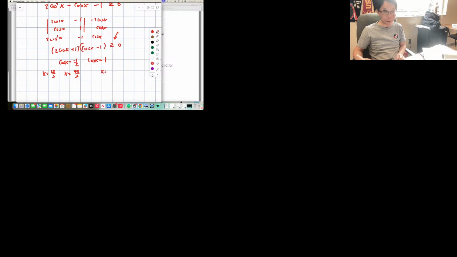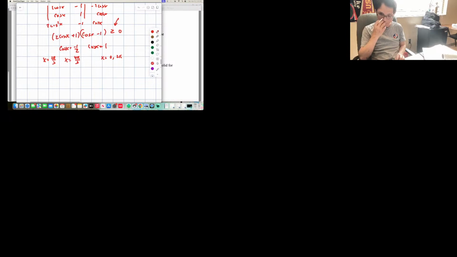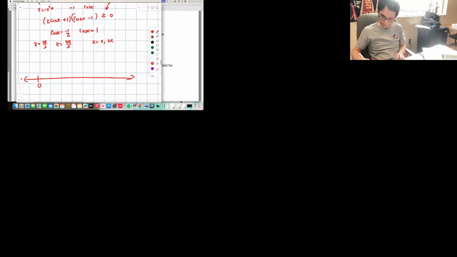Okay, and then when is cosine equal to 1, Sophia? Huh? 0 to pi, okay. Both are acceptable. So what we're gonna do is a number line test between 0 and 2 pi. We'll use 2 pi over 3 and 4 pi over 3, and plug into 2 cosine of x plus 1 and cosine of x minus 1. I'm gonna plug in pi over 2.